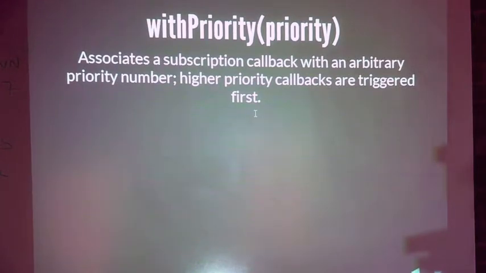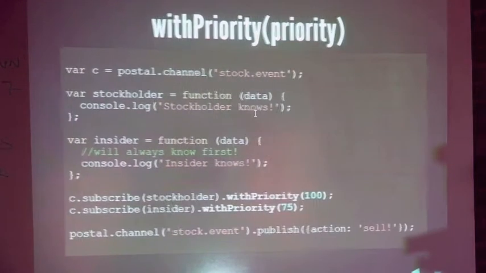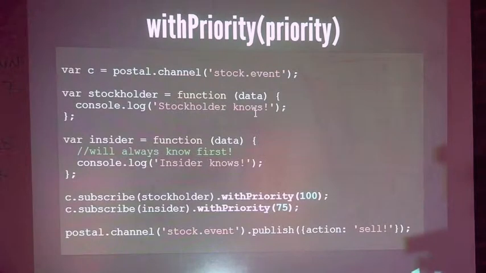So with priority, you can basically give a number to a callback and say that this callback should be executed before any others or after others. Higher priority callbacks are triggered first in the callback queue. So in this example, I have a topic called stock event, and I have two functions that are going to act as handlers. One is called stockholder, and the other is called insider. And I'm going to subscribe to this channel. The stockholder gets a priority of 100, and the insider gets a priority of 75.